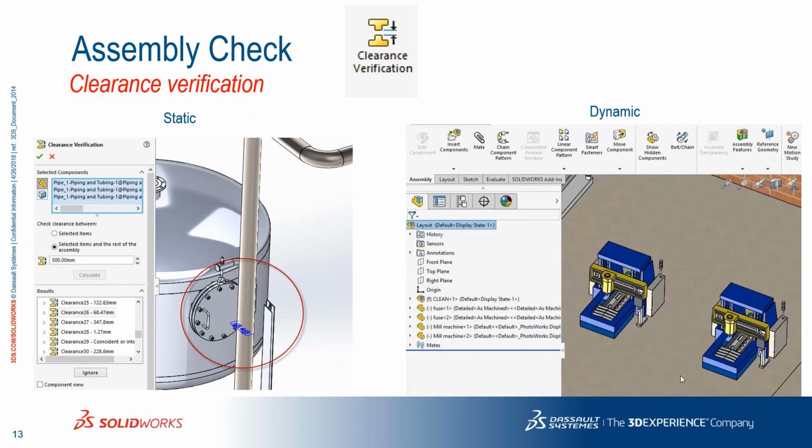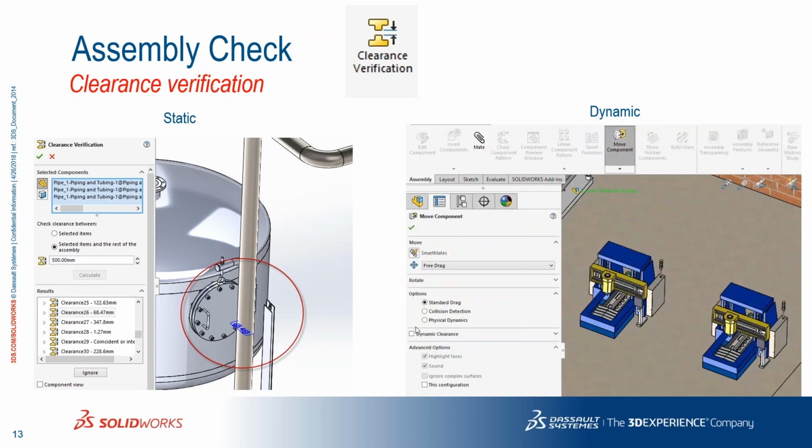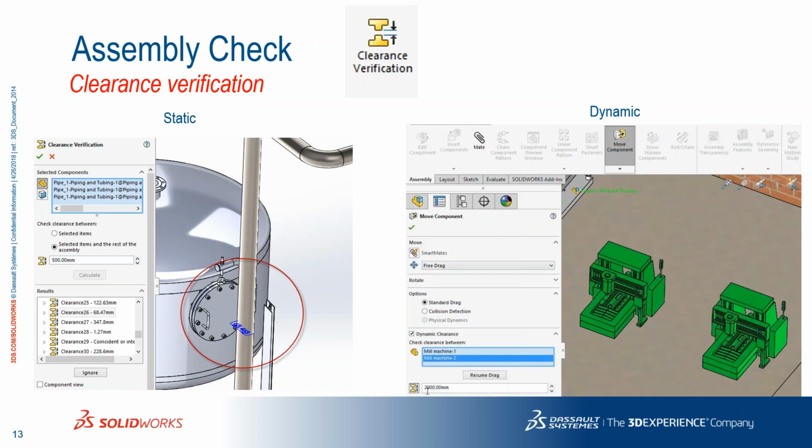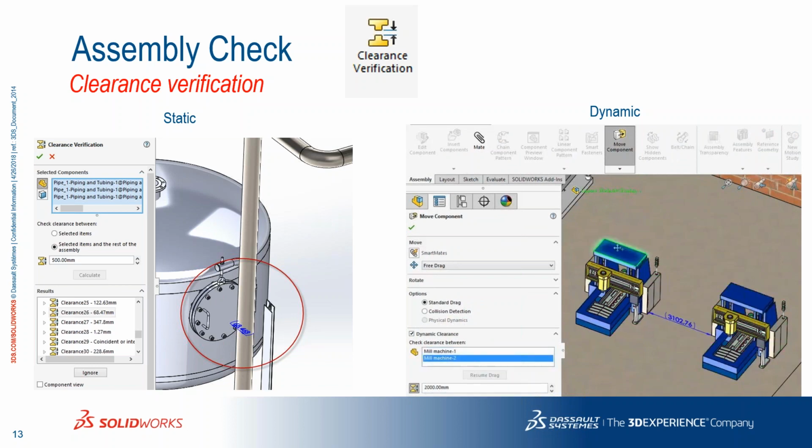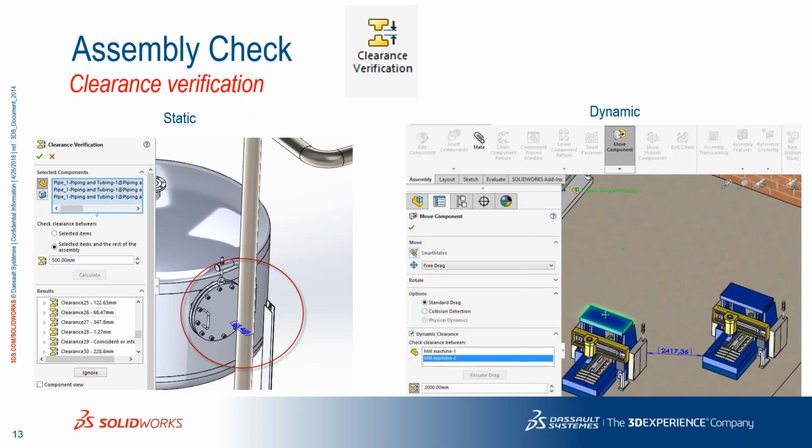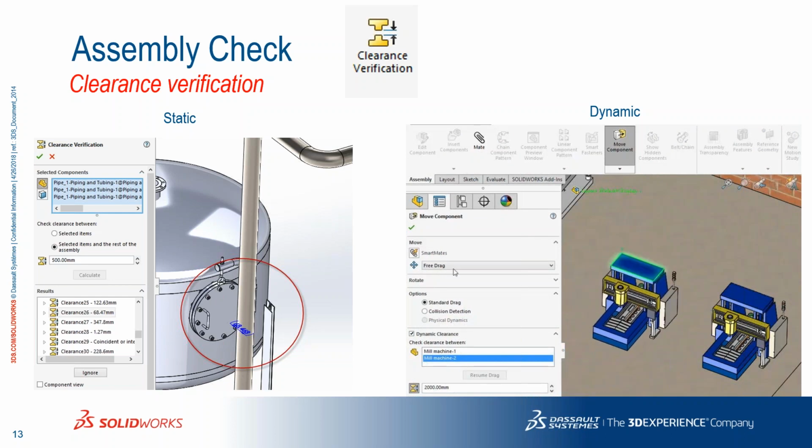We can do a dynamic check, and this is under move components in assemblies. So check for dynamic clearance, and then press two objects and set a tolerance, and then you have a minimum dynamic setting here for the minimum distance between the objects. It could be quite good for positioning and having more freedom and understanding the minimum distance between components there.